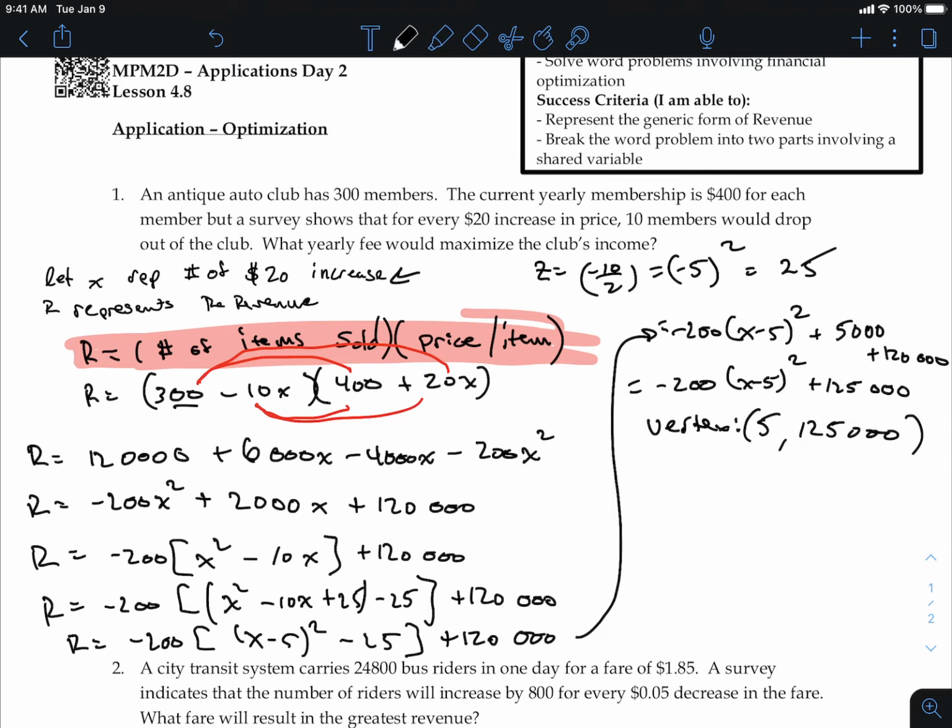So that means the max revenue that could be created from this organization is 125,000. That occurs after they increase 5 times, let's say, which turns into what? What's the membership fee, I guess?